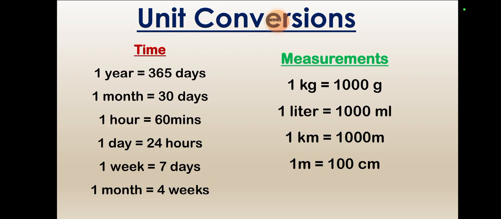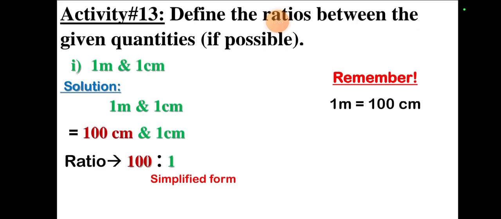Okay, first unit conversions you must know. 1 year equals 365 days. 1 month equals 30 days. 1 hour equals 60 minutes. 1 day equals 24 hours. 1 week equals 7 days, and 1 month equals 4 weeks. Measurements like 1 kg equals 1000 grams, 1 liter equals 1000 milliliters, 1 kilometer equals 1000 meters, and 1 meter equals 100 centimeters.